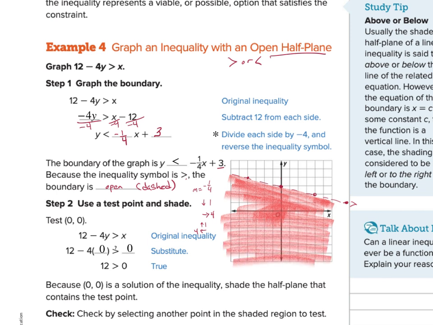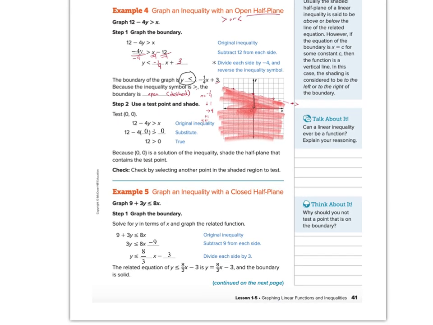Another way to do it is when I'm looking at the equation, it says y is less than. So if we think about my y-intercept, I want to shade all the y values that are less than that, which is also shading in the downward direction. So there you go. That's the easiest thing to do.